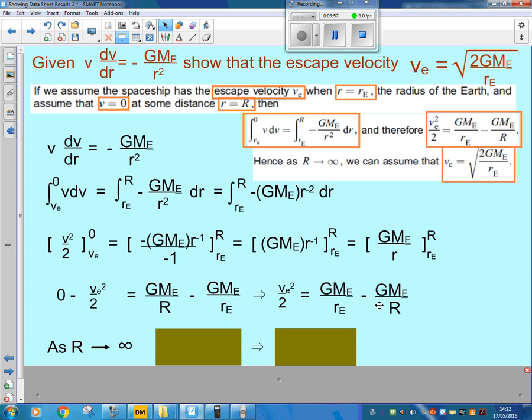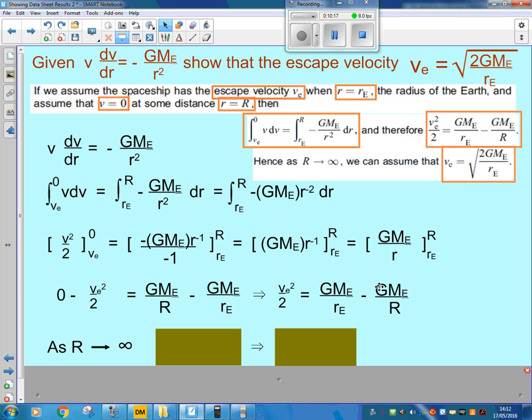Let's look at what happens as this r becomes very, very big. This is the distance of the rocket away from the center of the Earth. And what we've put here is r tends to infinity. It means as the r becomes very big, well, we're dividing by r.